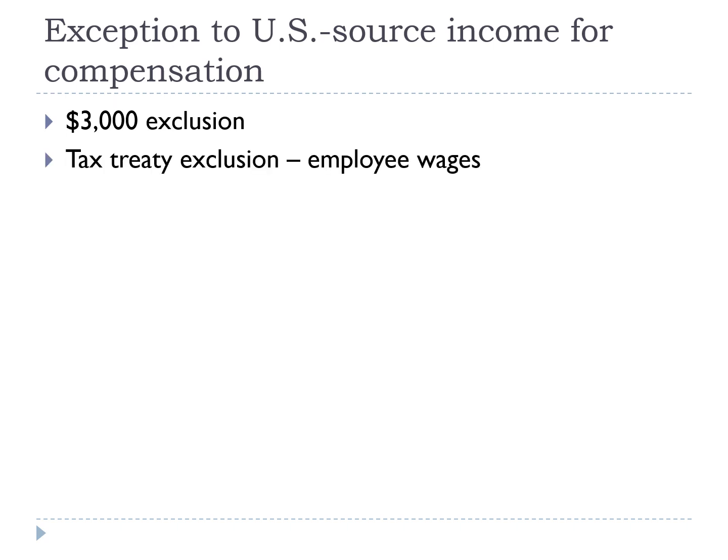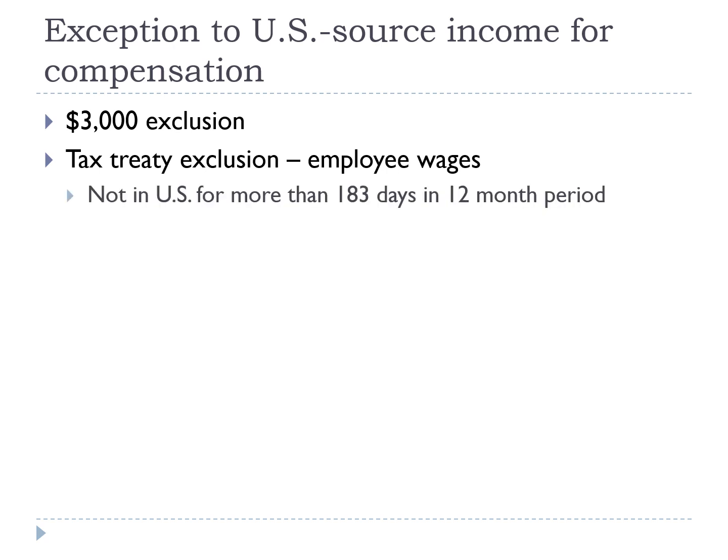There are two major exceptions to U.S. source compensation income provided in many U.S. tax treaties. U.S. tax treaties provide that income from personal services performed in the United States is not subject to tax in the United States if, in the case of services performed by an employee, the person performing the services is not present in the United States for more than 183 days during any 12-month period.